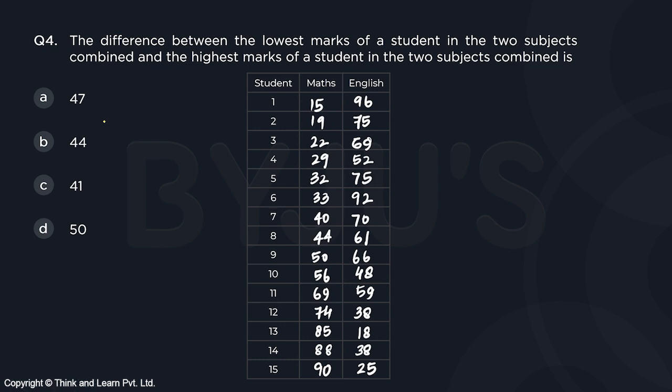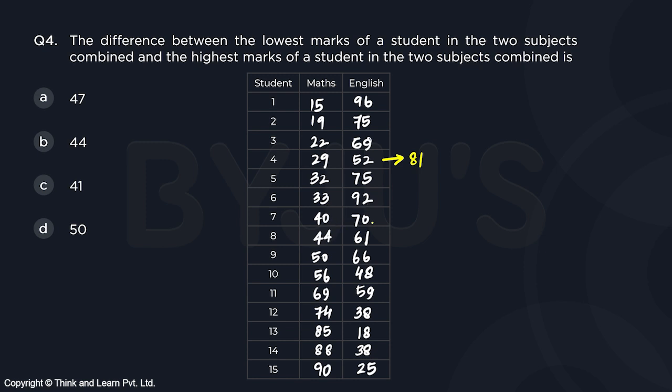Question number 4. The difference between the lowest marks of a student in the 2 subjects combined and the highest marks of a student in 2 subjects combined is. So we need to find out somebody who has got the lowest marks. 15 plus 96 is more than 100. This is almost in 90s. This is in 90s. This is in 80s. So this is 29 plus 52. This is 81. 32 plus 75 is more than 100.